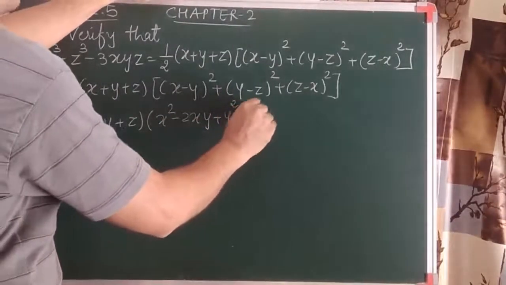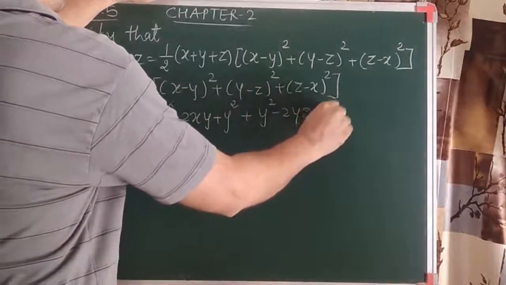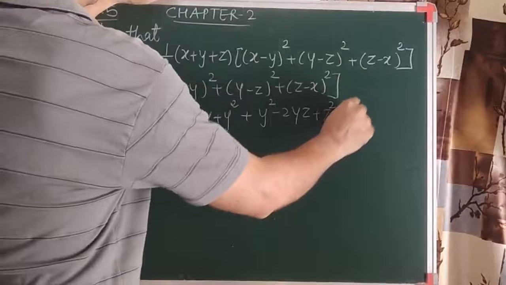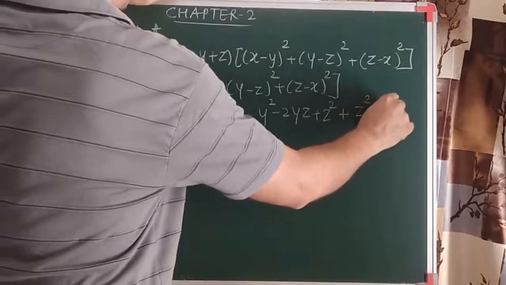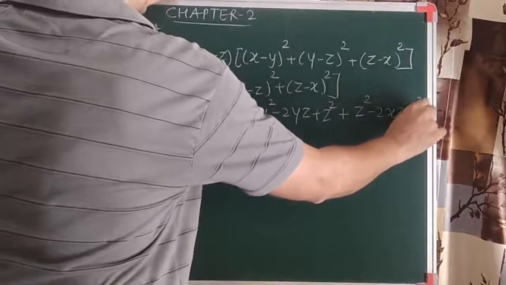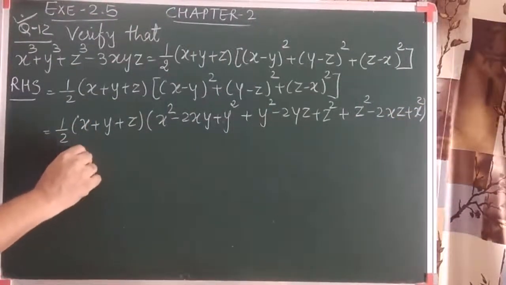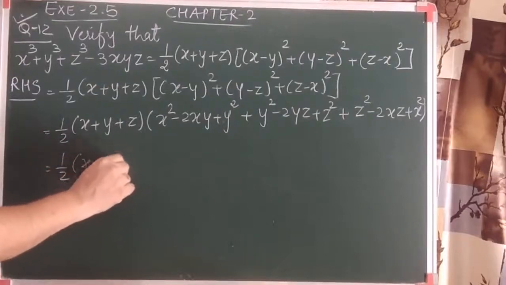The same for the second bracket: y square minus 2yz plus z square. And the same I use for the third one: z square minus 2xz plus x square. So this is what we obtain. We'll keep the first two terms, that is the half and the bracket, as they are.